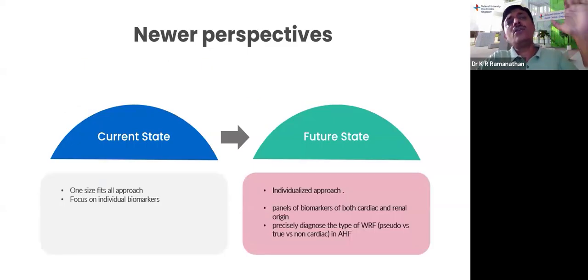So to conclude, from a current state where we think one size fits all, and we focus on individual biomarkers, the future of such patients, when you manage them, requires an individualized approach. You need panels of biomarkers that look at both cardiac as well as renal origin, and you may have to combine them when you use them. You'll have to diagnose the type of worsening renal failure in AHF when you treat them.